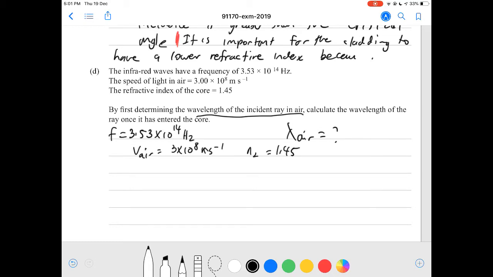You know that the frequency does not change once it has entered a different medium, so the frequency always remains the same. Hence we can use this frequency value and this velocity value to find our lambda, the wavelength in air. So we can say v equals f lambda, and therefore 3 times 10 to the power 8 is equal to 3.53 times 10 to the power 14 times lambda. And do a bit of calculator work.